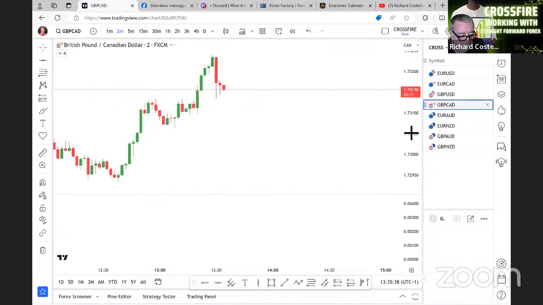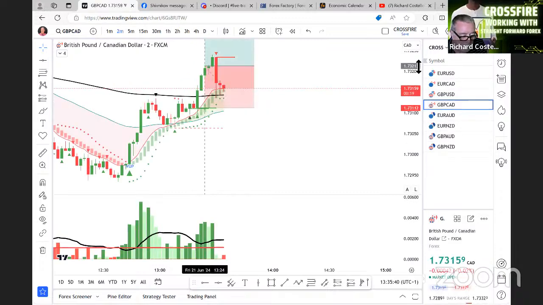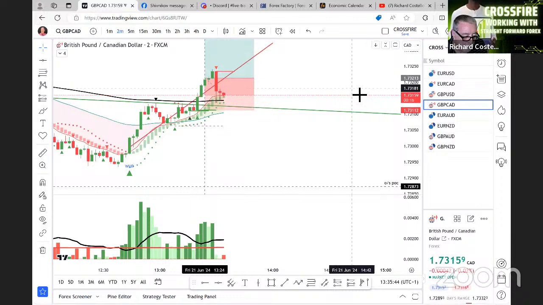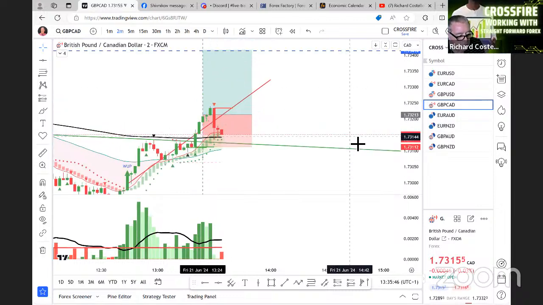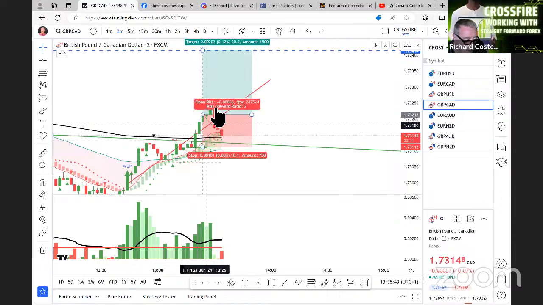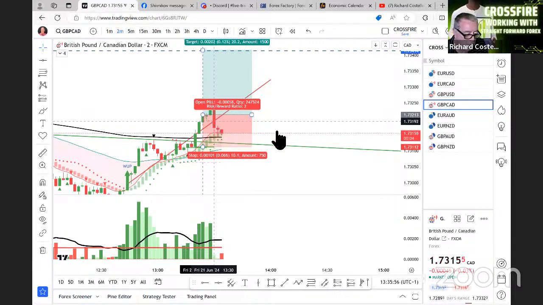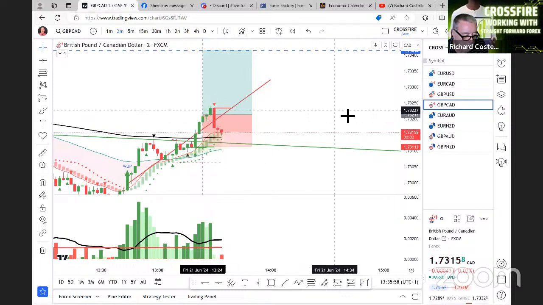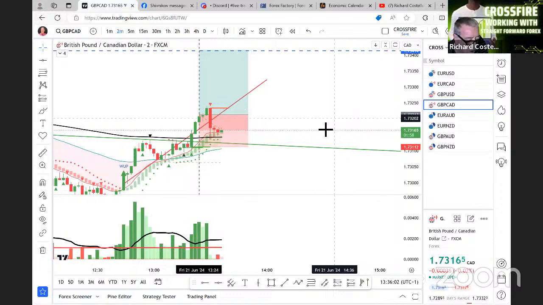I'm going on to the last pair. Now, all four pairs have reacted to the news very similarly. They were going up, the news hit. There's what could just be a temporary pullback, but I would wait until things settle down before I think about getting in for the trade.